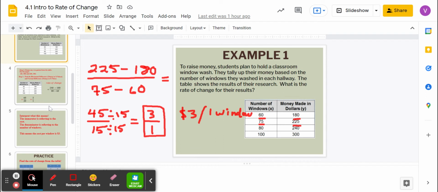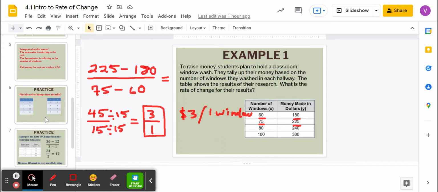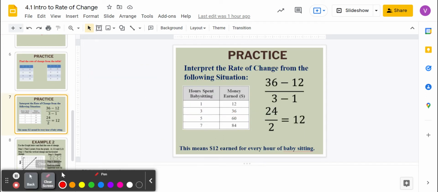Let's look at another example. This example deals with the amount of hours spent babysitting and the money earned. So again, any two y values, I'm going to take the first two I see. I'm going to take 36 and 12, and I'm going to subtract them. Now take the corresponding x values, which is 3 and 1. And I know they correspond because they're right next to each other. 36 minus 12 is going to give me 24. 3 minus 1 is going to give me 2.